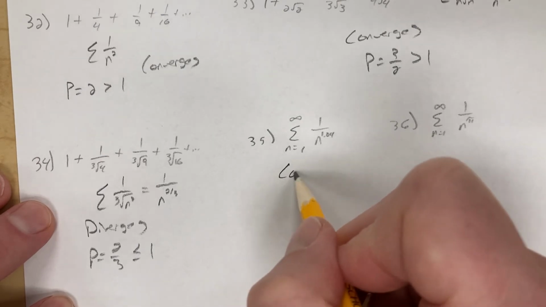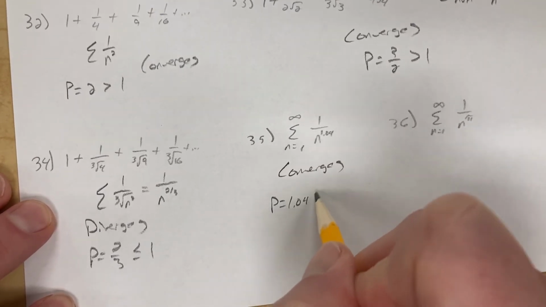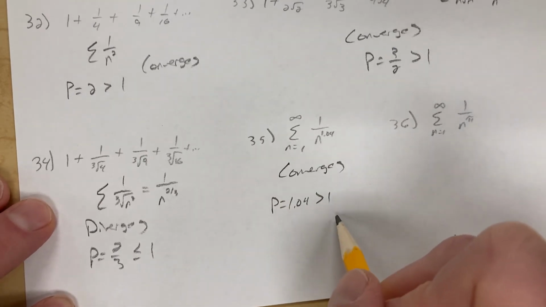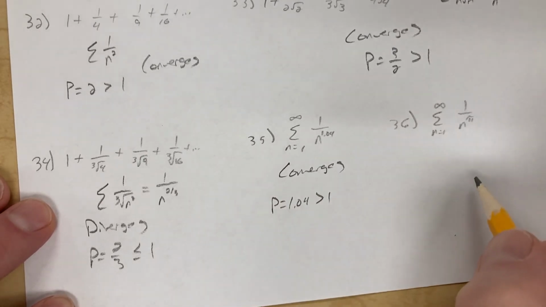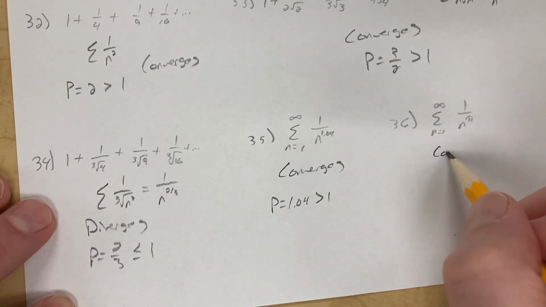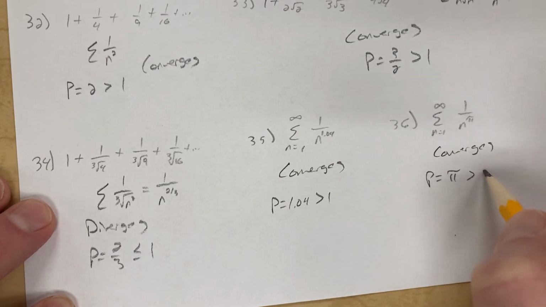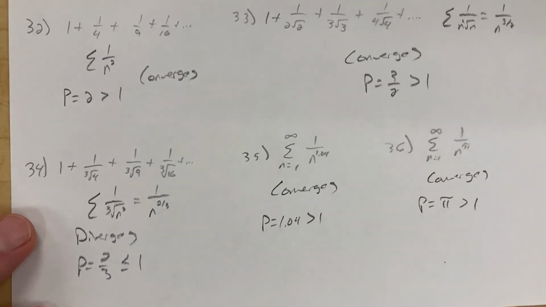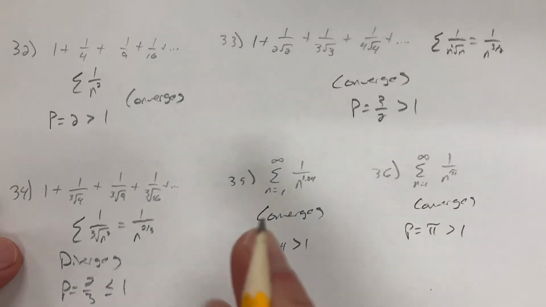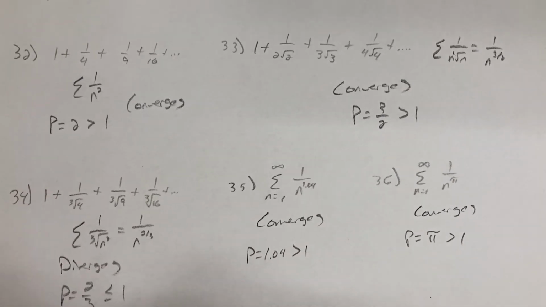35, this converges. P is equal to 1.04, which is greater than 1. And then finally on 36 here, we have n to the pi. This converges. P equals pi, which is greater than 1. So in those p-series, you can write it as 1 over n to a power, then you just look at the power and see if it's bigger than 1 or less than 1.